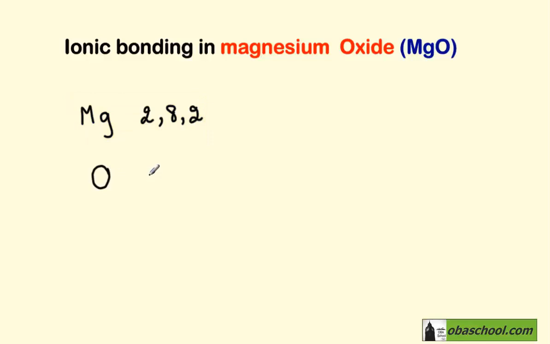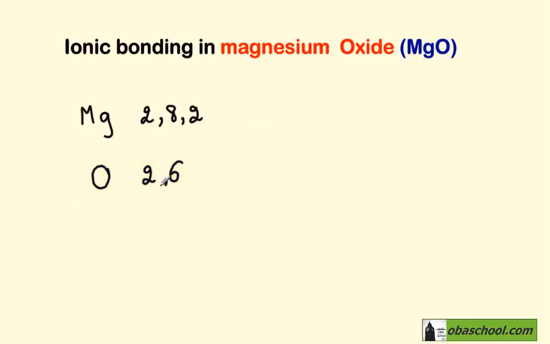As for oxygen, it has 8 electrons and its electron configuration is 2, 6. So 2 electrons in the first shell and 6 electrons in the outermost shell.